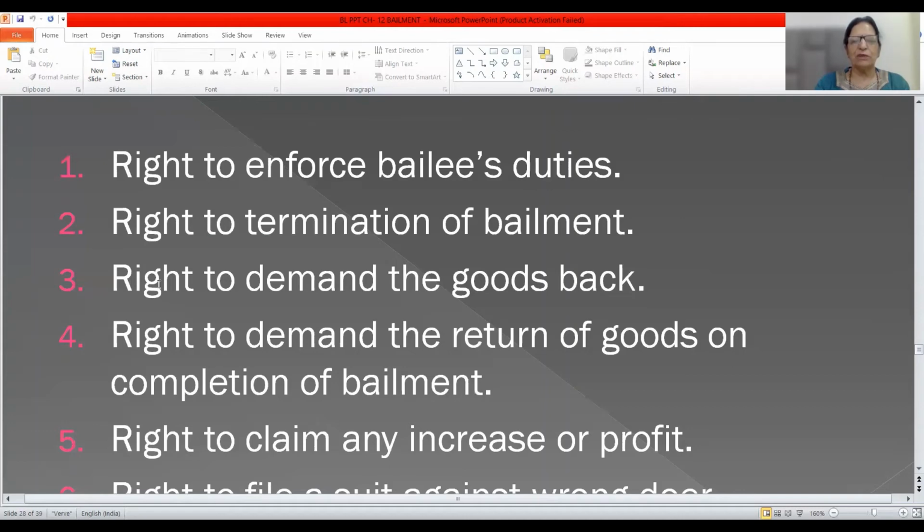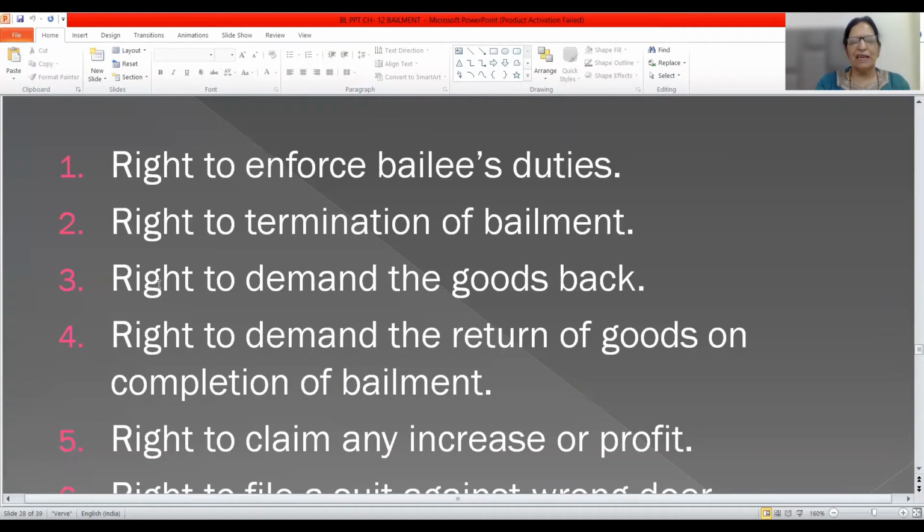Right to demand the goods back. He has the right to demand the goods back. Okay, take back the goods, because after all the ownership lies with the bailor. Right to demand the return of the goods on the completion of bailment. So if the period is over or the purpose is over, then the bailor has the right to demand his goods back.